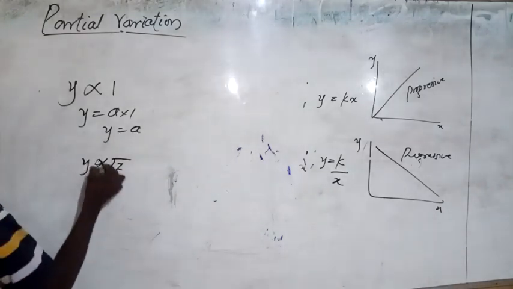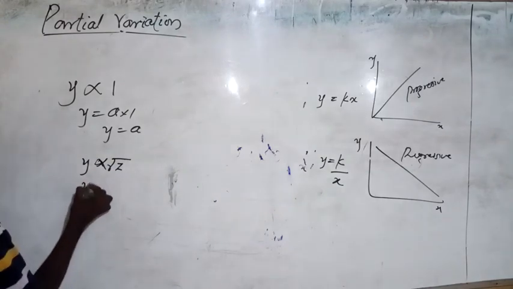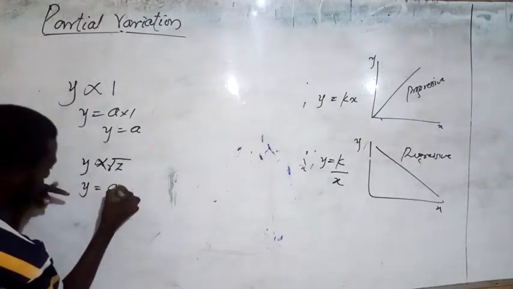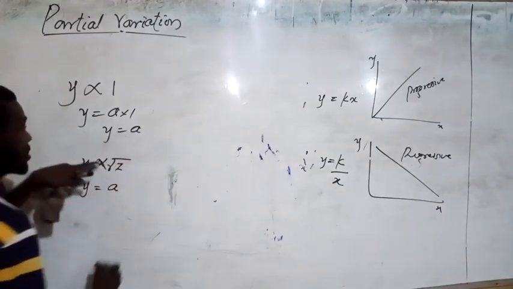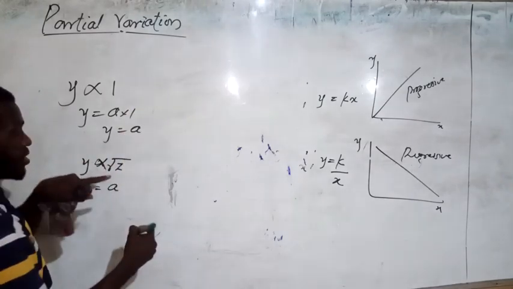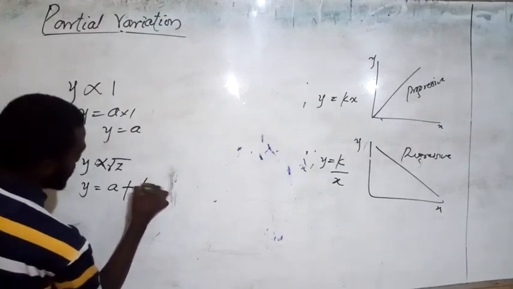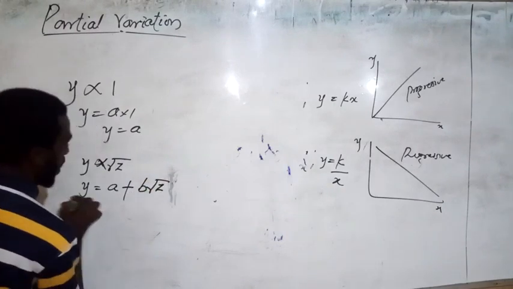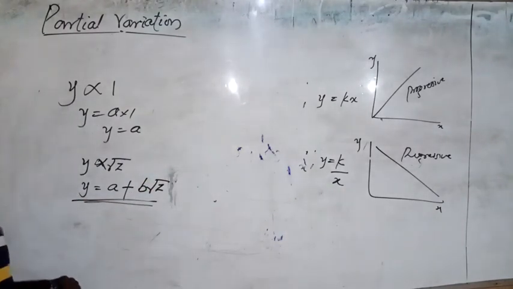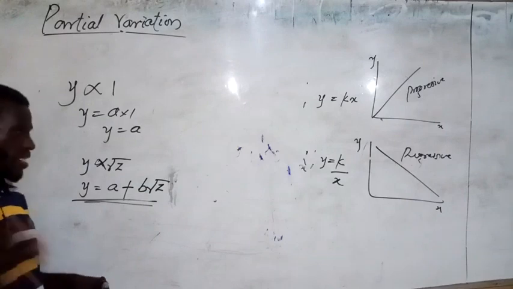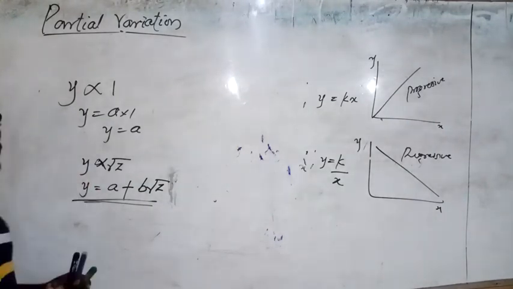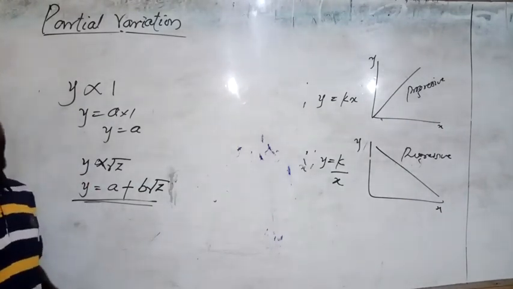So when you're going to write your full equation, you're going to have y equal to a, because it's partly constant, and our second constant is b, because we're using a and b as our constants. So you're going to have plus b root z, and this is going to be the equation you're going to work with. Alright, having understood that, let's use that in solving a particular question.